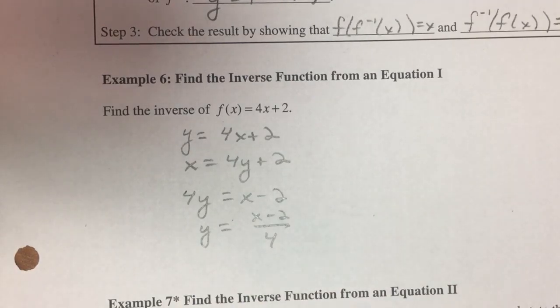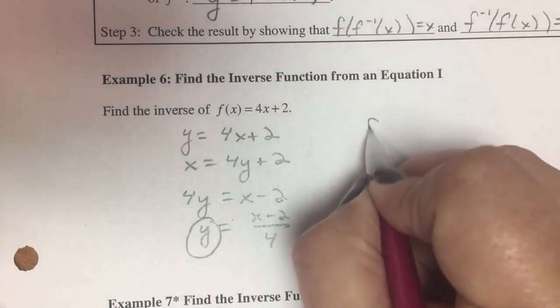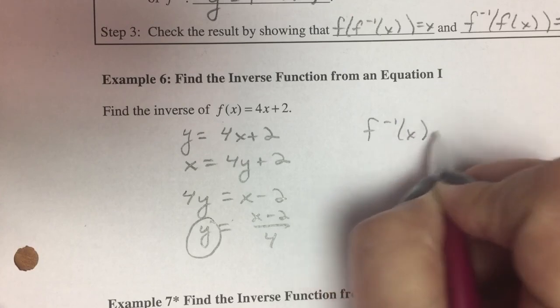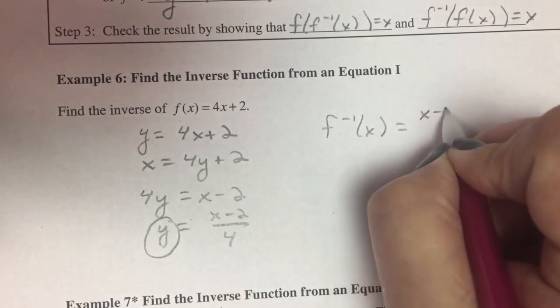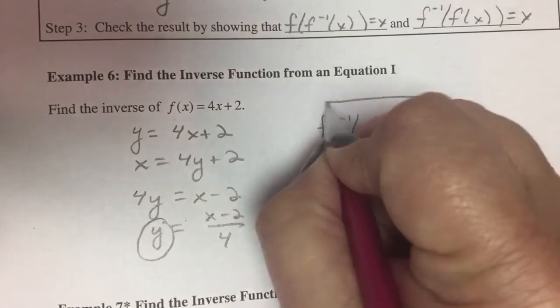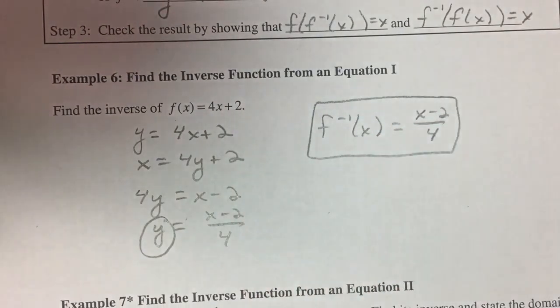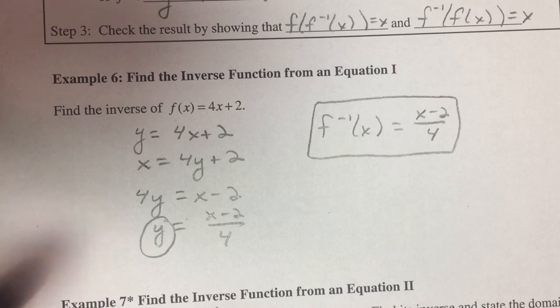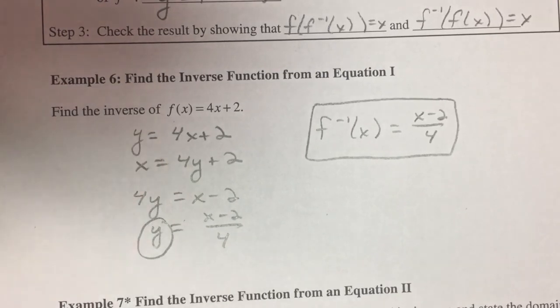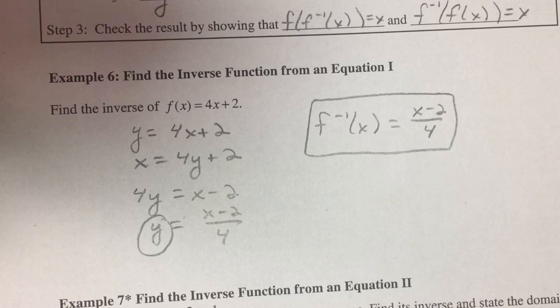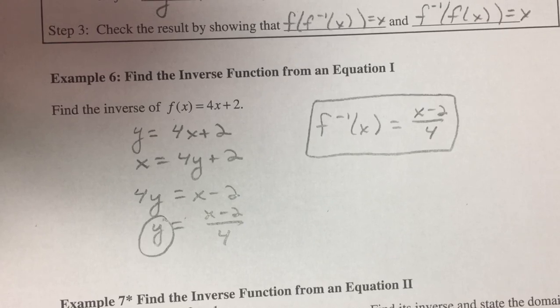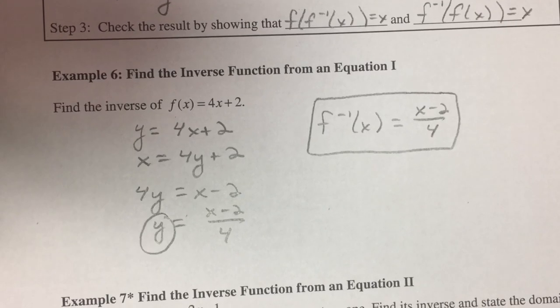The last thing that you want to do is put this into inverse notation. So take the y and change it to an f inverse of x, because that's the correct notation. And that is the inverse of my f of x. If I were to graph both of those lines, they're both linear, they would be symmetric with respect to the line y equals x. And you could check it if you wanted to.